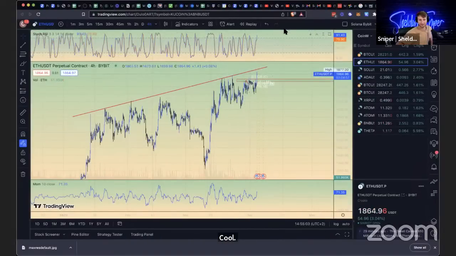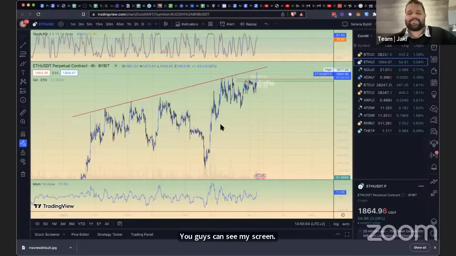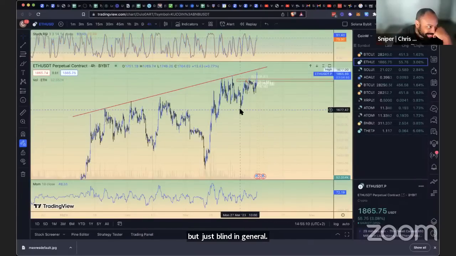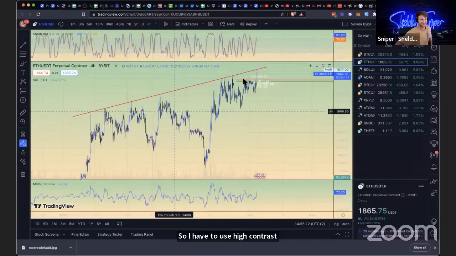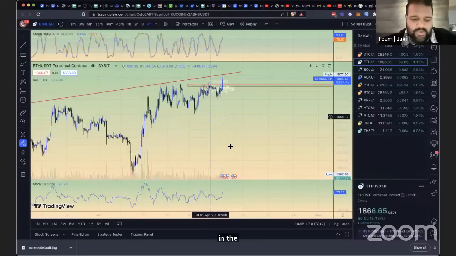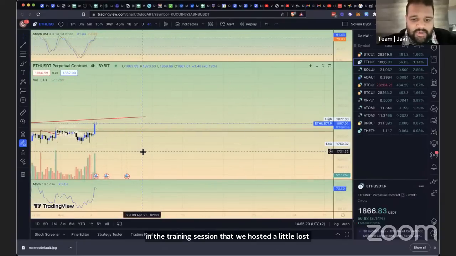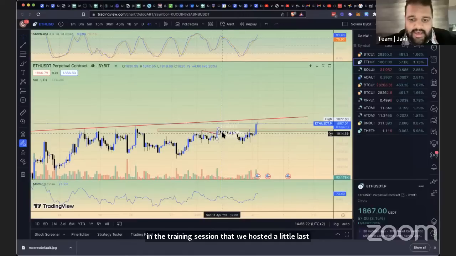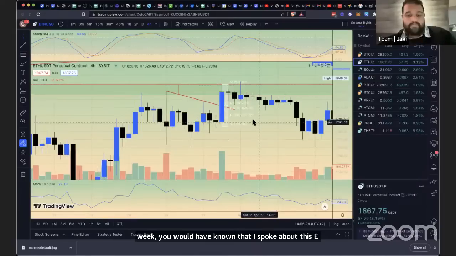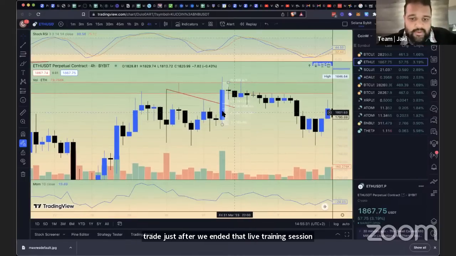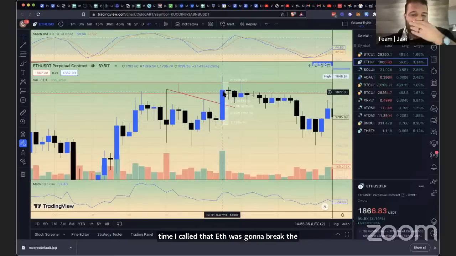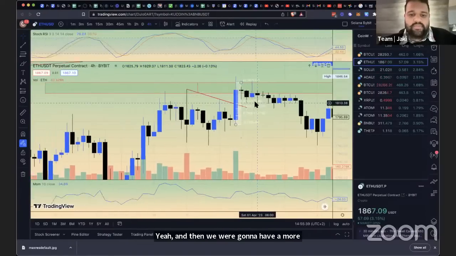How's those colors, bro? I've set it up this way because I'm a little colorblind. Not colorblind, but just blind in general, so I have to use high contrast. For those of you who were in the trading session that we hosted last week, you would have known that I spoke about this ETH trade just after we ended that live trading session with you, Sheldon. At this point in time, I called that ETH was going to break the trend right here, and then we were going to have a more upwards trend on the bigger time frame.